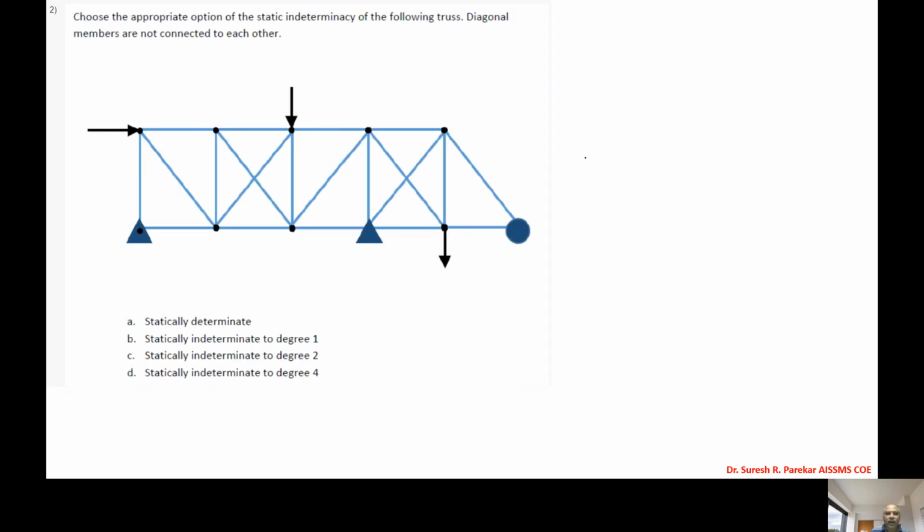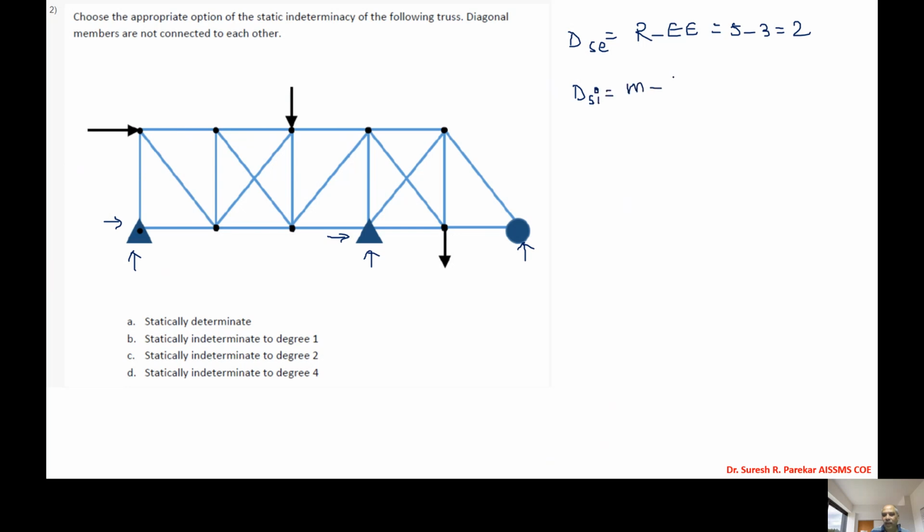Now second, we have again static indeterminacy. So again we will have DSE equal to R minus equilibrium equations. Then we have here 2. Here also we have 2, 4. And then here we have 1, 5. So we have 5 minus 3, and that is 2.